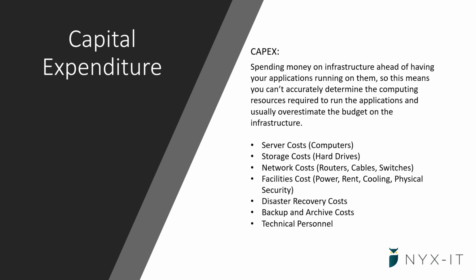So the costs of capital expenditure can include server costs, which is your computers, storage costs, which is your hard drives, network costs, which is routers, cables, switches, access points, facility costs, which is your power, the rent, cooling, physical security, disaster recovery costs, backup costs, and archive costs, and technical personnel costs, or IT staff that you need to employ.